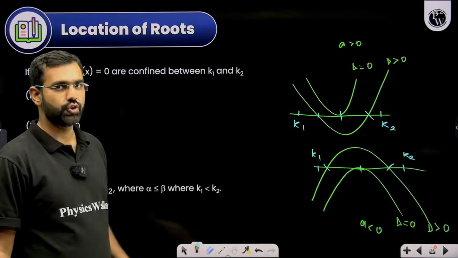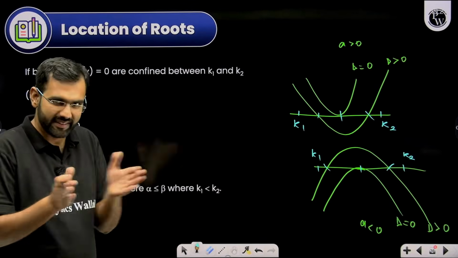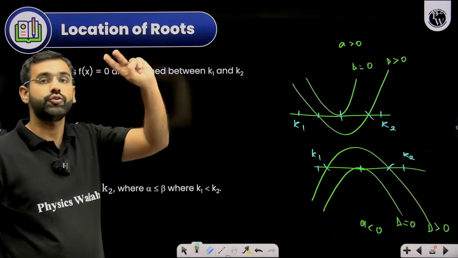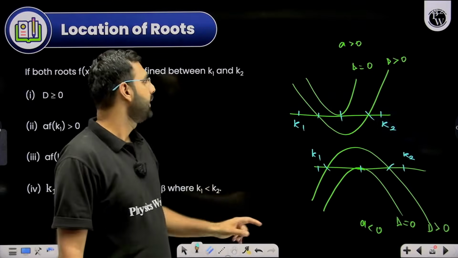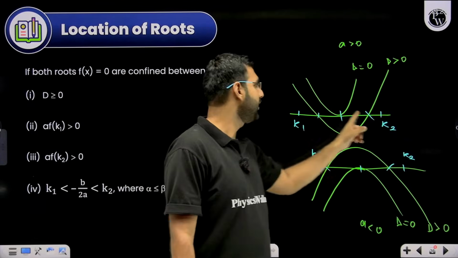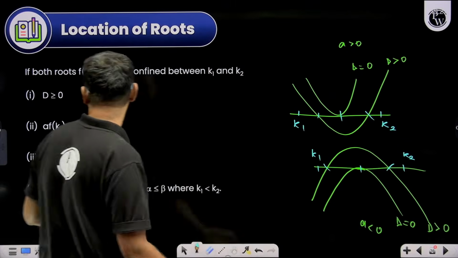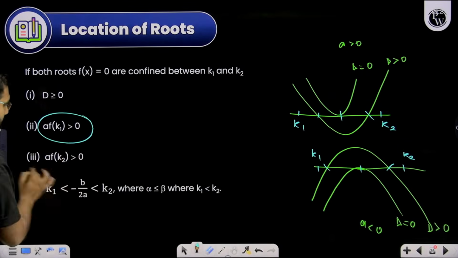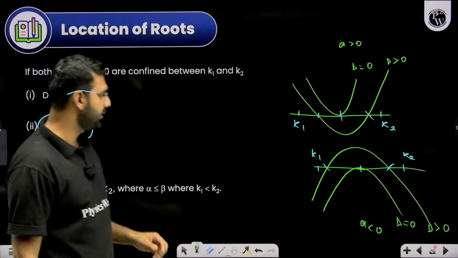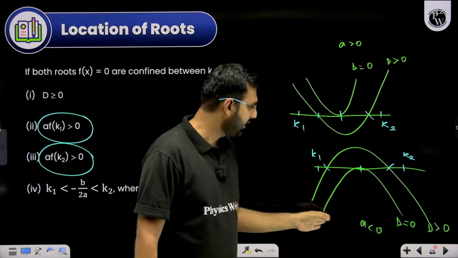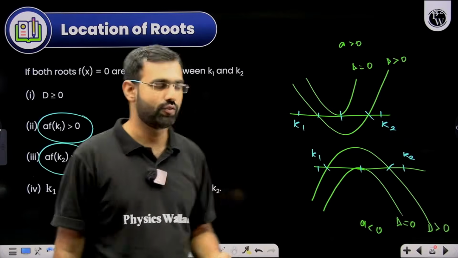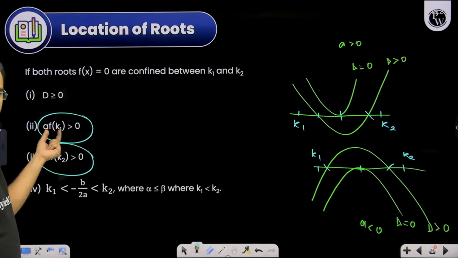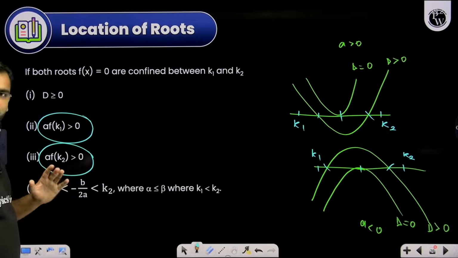Now pay attention to this part. I have to use that separator, that segregator here. Club those first two conditions which we have discussed about location of roots. I hope you do remember. A times f of K1 and A times f of K2 will be positive, because pay attention, A is negative, f of K1 negative, f of K2 negative. So f of K1 and f of K2 have the same sign, which means A times f of K1 and A times f of K2 will be positive.